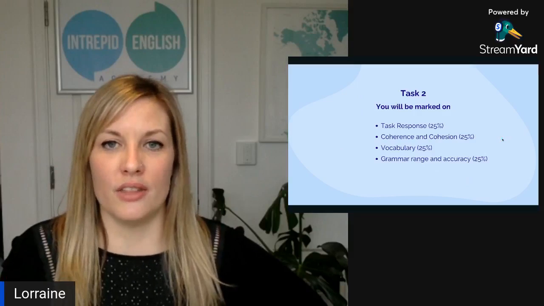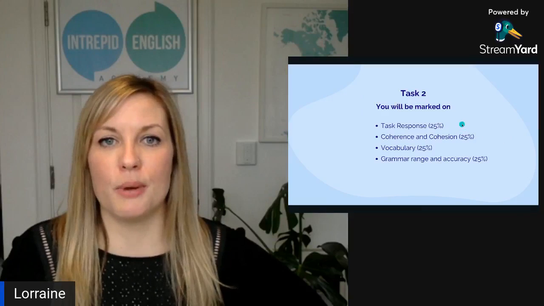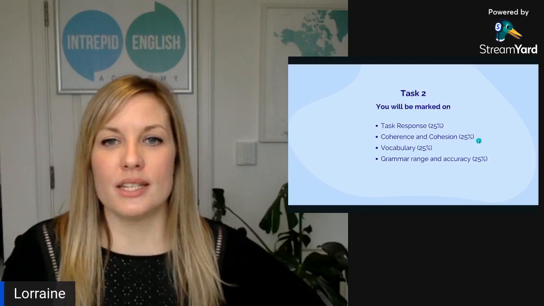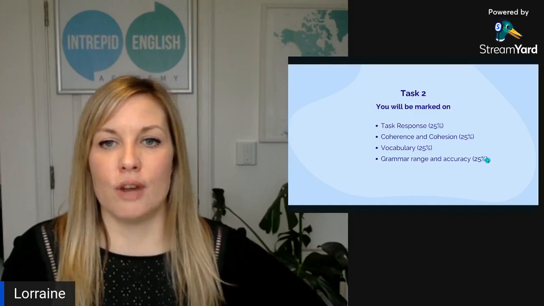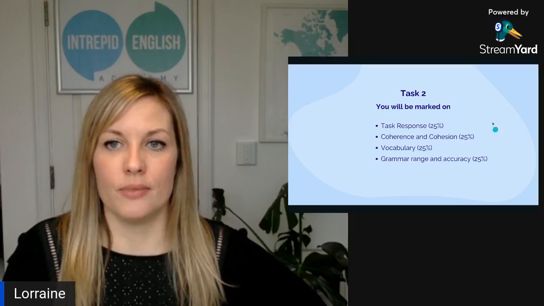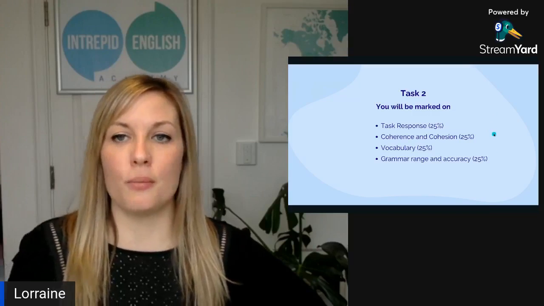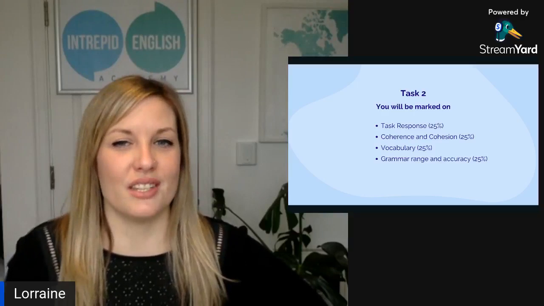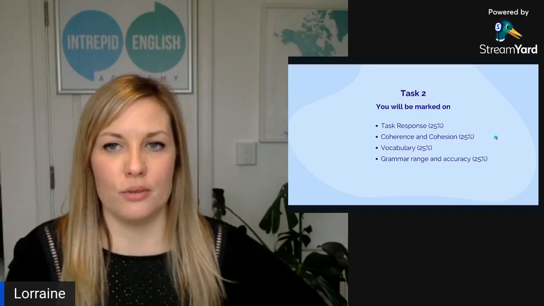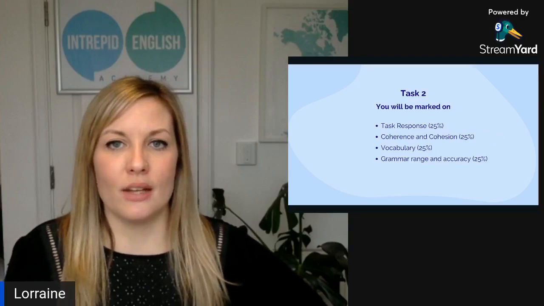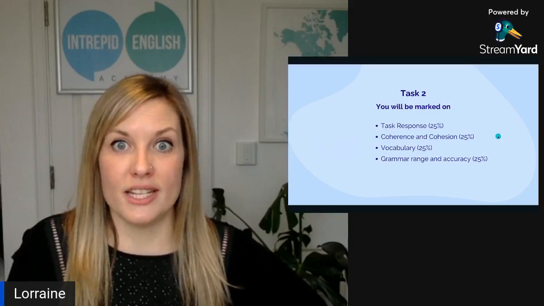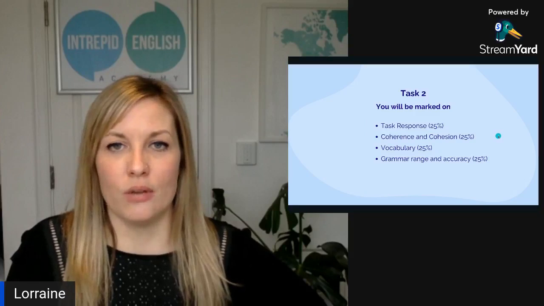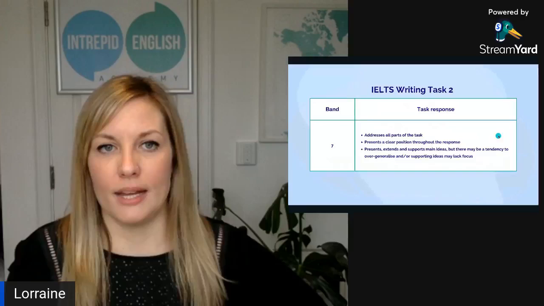So what are these four areas? We've got task response, coherence and cohesion, vocabulary, and grammar, range and accuracy. If you've seen our previous videos about the speaking marking criteria, you'll notice that some of these are the same, but not all of them. So let's take a look at the difference between writing, and you can always check the speaking video later.